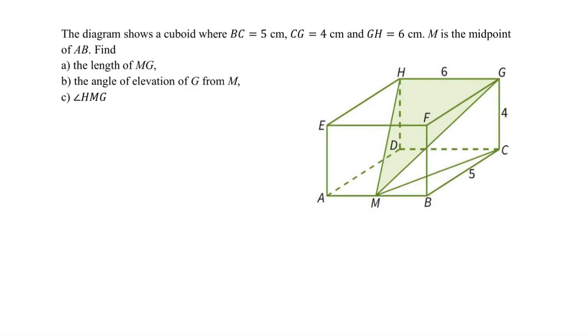Hello everyone, welcome to this problem where we are given this cuboid and some of the sides are given, and M is actually a midpoint of AB, and since we know HG or GH is 6 cm, then you should be able to see that this is 3 and this is 3. And our first problem is to find MG.